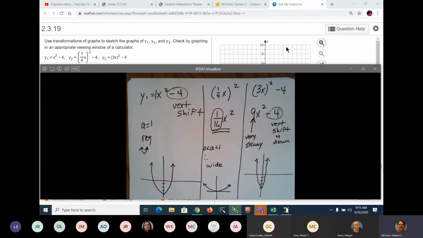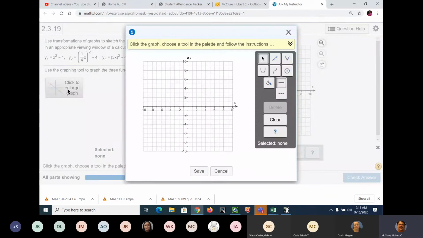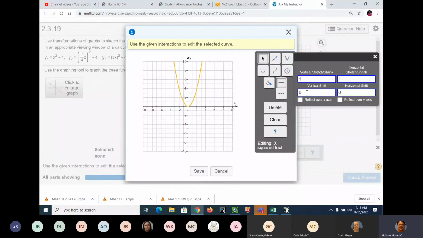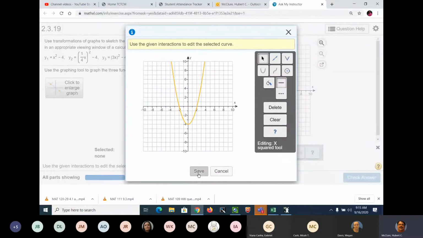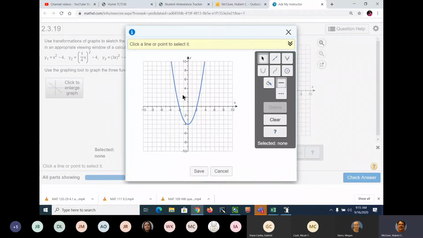All right, so here we go. Let's do the first one. It's the middle one. I thought it was. And the first one is going to be -4. And I've got a vertical shift of -4. And hit enter, and that's that one. And you hit save. And then you go in and click it again. And you hit another parabola. Now, the answer is 1/16.